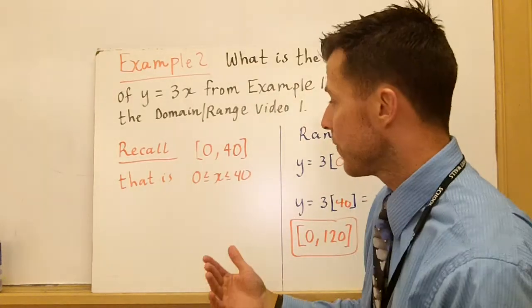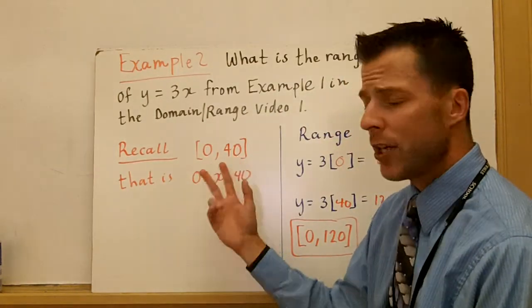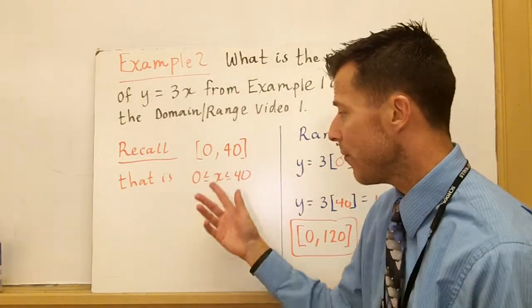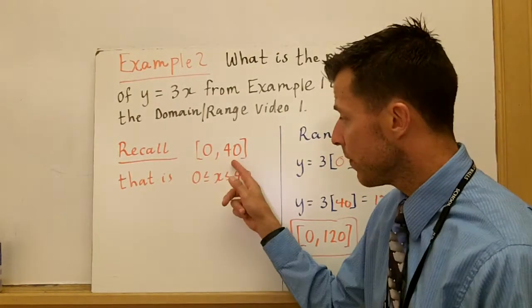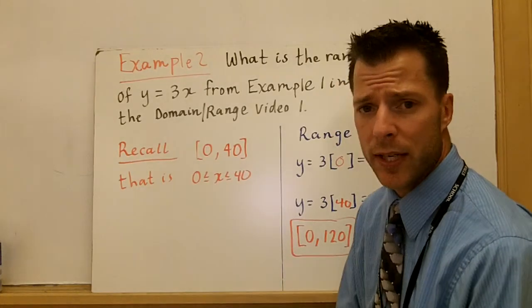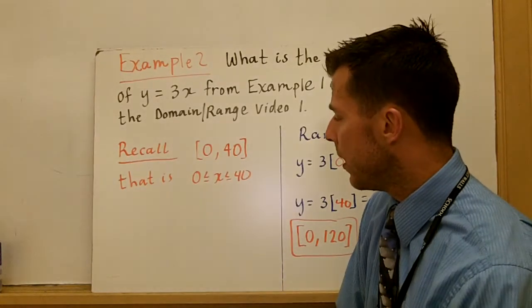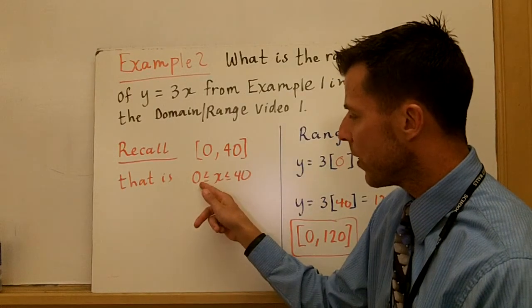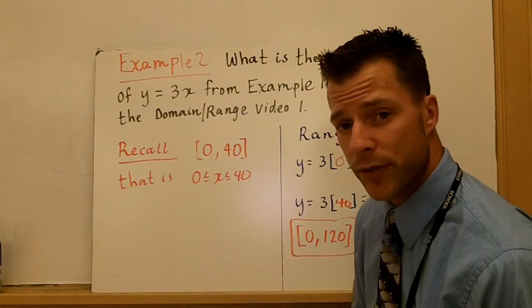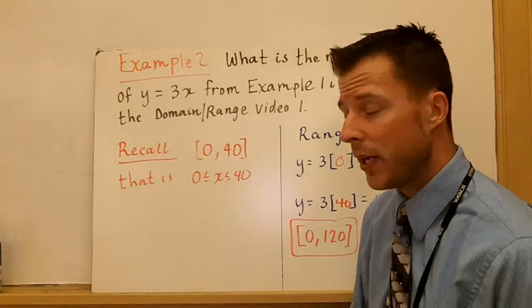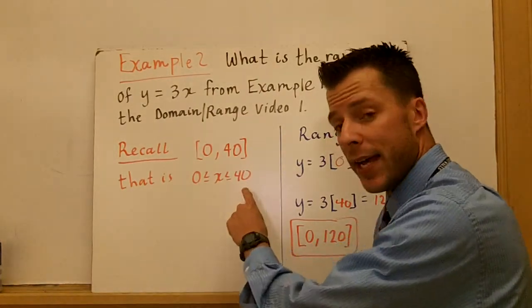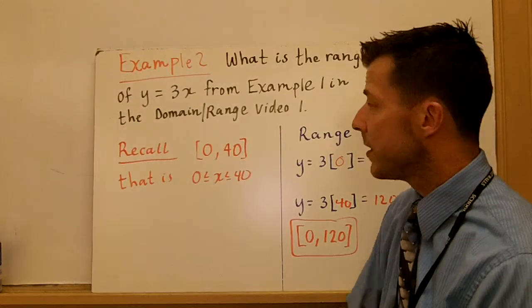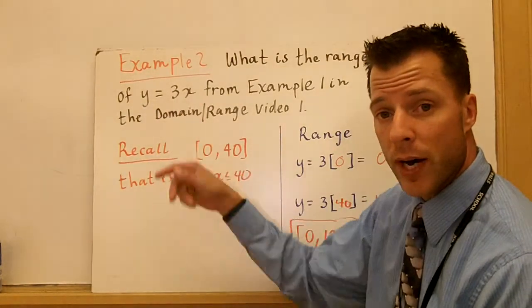And the context was for the domain, my domain could only be between people that are 0 and 40, and they had to be integers. You couldn't have 1.5. So 0 to 40, and that had to be integers. So x was greater than or equal to 0 and less than or equal to 40. Now what would the range be? I have my start and my end, so I'm actually going to plug each of those values into that function. I was given y equals 3x.